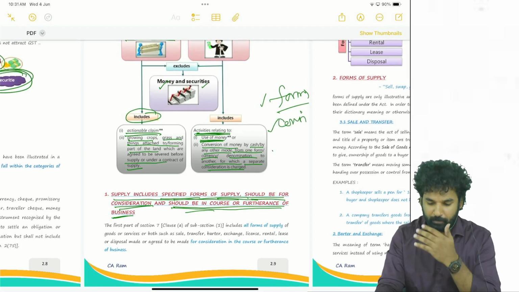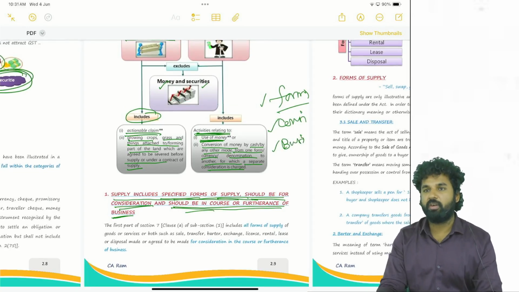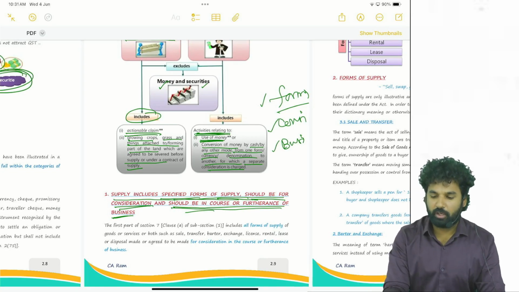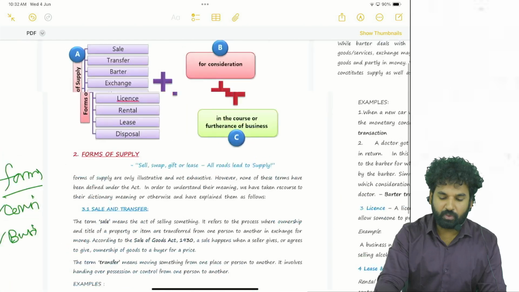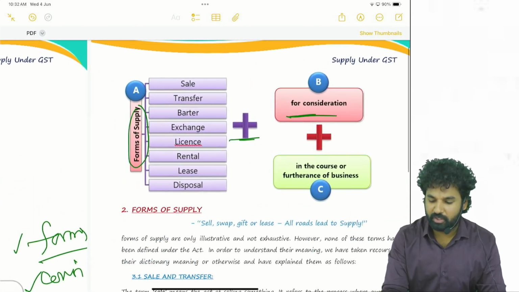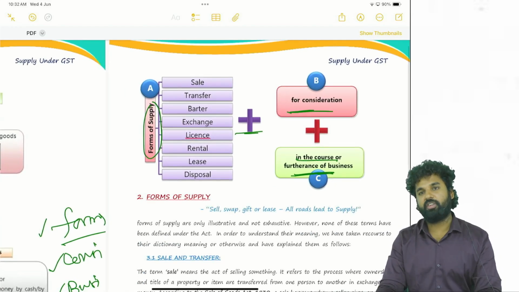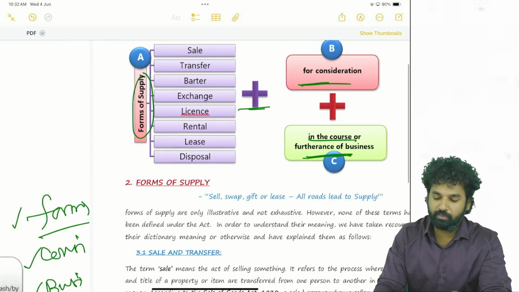Consideration shall be taken up. And lastly, business has to be taken. In the course or furtherance of business, is there, no? A business has to be taken up. Now we will go with the forms of supply. See here, forms of supply, and that too for some consideration in the course of furtherance of business, then it will come under the definition of supply.